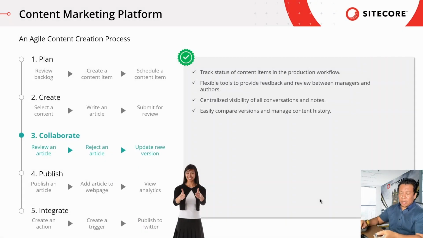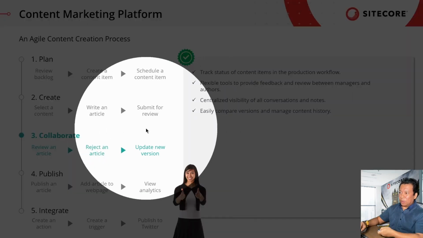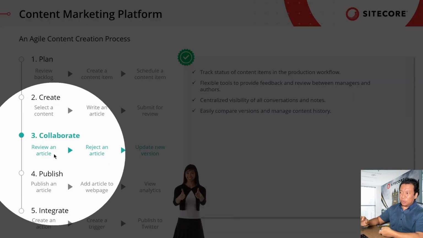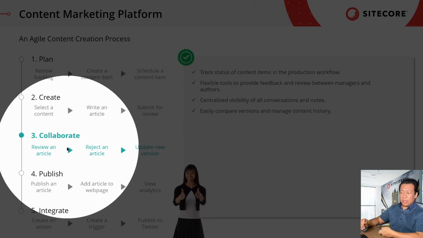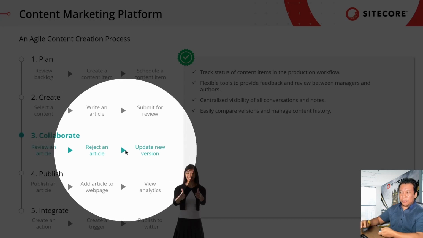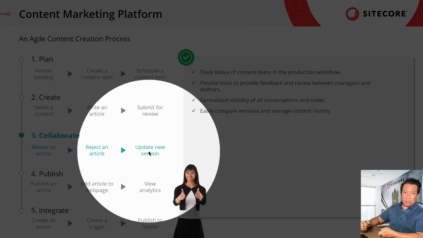So you've seen in the demo just now our collaborate capabilities, where as a content manager, we were able to review an article, and we were able to provide feedback and comments and reject the article to regress it through the workflow. And then finally, a content author was able to make the necessary changes, save it as a new version, and the content manager was then able to make those version comparisons.